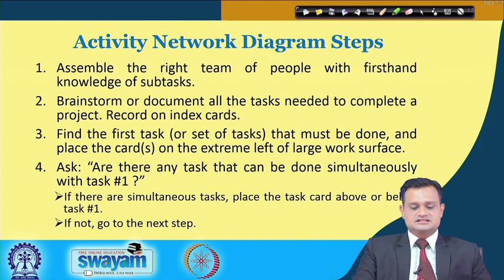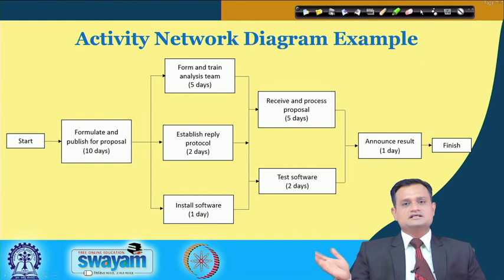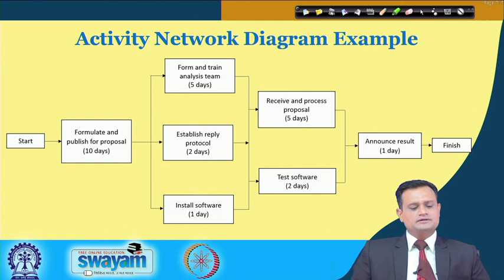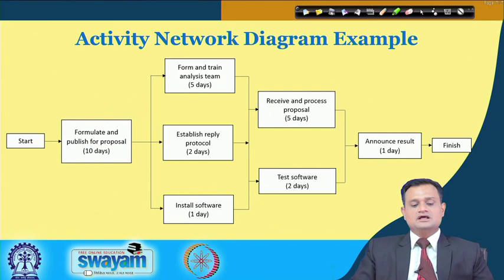So this you keep repeating and then you try to figure out what is the last node. So just see the example that start is the beginning node, formulate and publish for proposal, you will take 10 days, fine. After that, once this activity is done, you will have form and train analysis team. This task will consume 5 days.